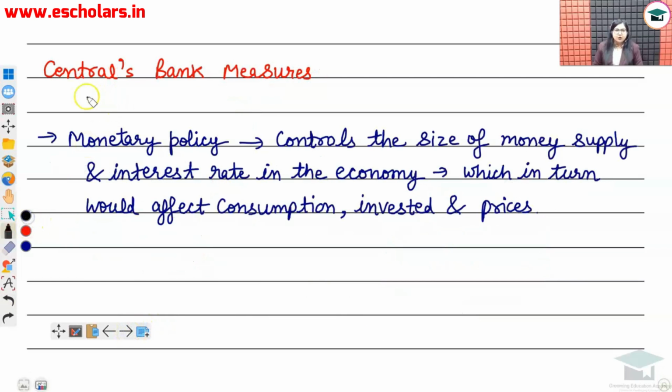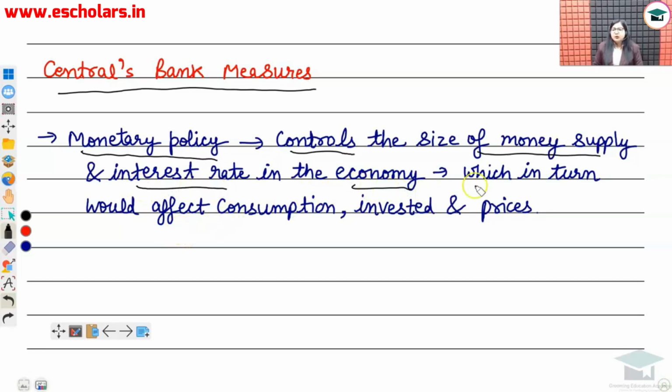Now students, we will talk about the central bank measures in order to bring stability in the economy. Now, in order to bring the stability in the economy, the central bank uses its monetary policy. Okay, through its monetary policy, the central bank basically controls the size of money supply in the economy, and the central bank controls the interest rate in the economy, okay, which in turn would affect the consumption, investment, and prices.